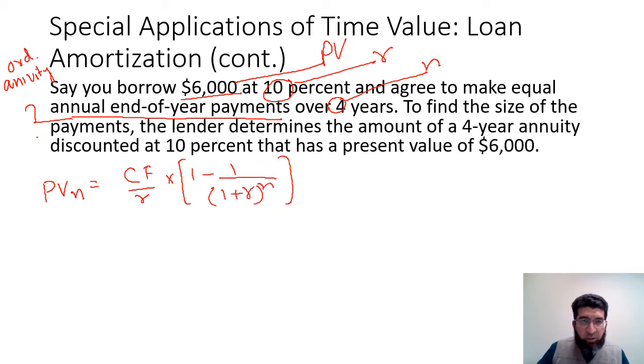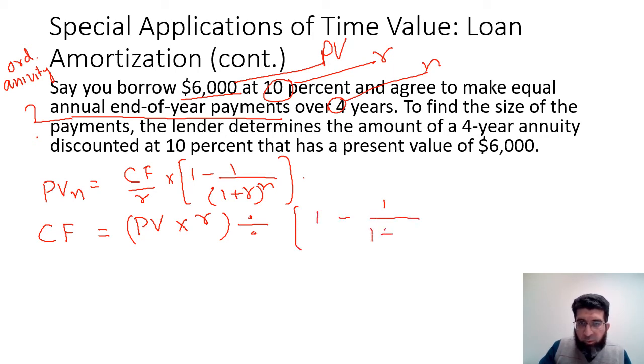This is the present value of an ordinary annuity. We can convert this, since we need equal amounts, so we need cash flow on this side and the other. So we multiply this present value by the R and divide by 1 minus 1 over 1 plus R to the power N.